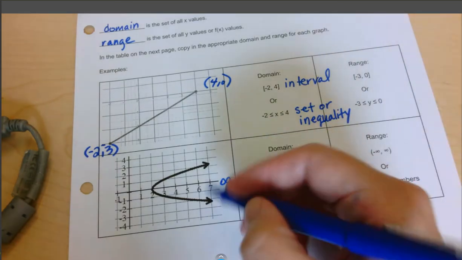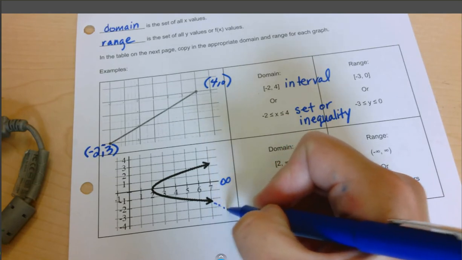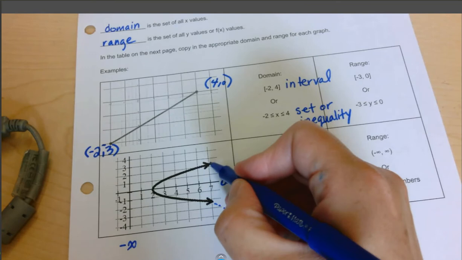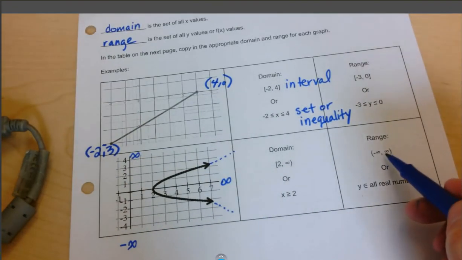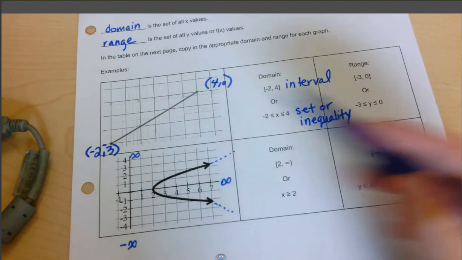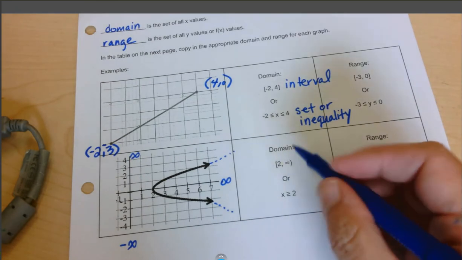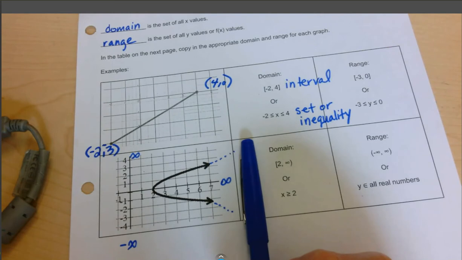For the range, these arrows are going to the right, but this one is also going down to -infinity, and this one's also going up to positive infinity. So my range is -infinity to positive infinity, and I can write that as all real numbers. And then for the domain, from 2 to infinity, well, those would be all the x values greater than or equal to 2.